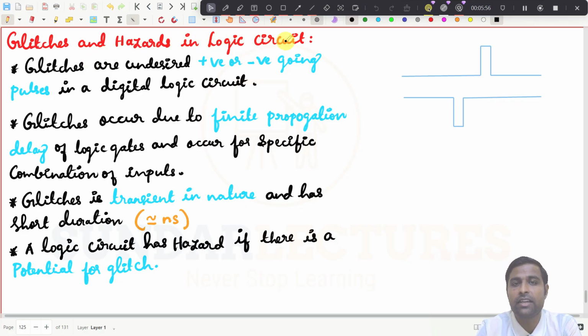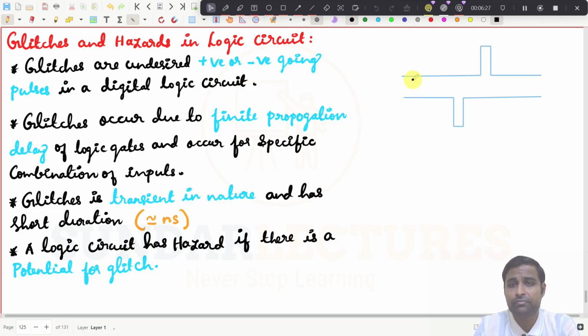Glitches and hazards in the logic circuits. Glitches are undesired positive or negative going pulses in a digital logic circuit, and glitches occur due to the finite propagation delay of logic gates and occur for a specific combination of inputs. A glitch is transient in nature and has a short duration, that means nearly nanoseconds, right? And a logic circuit has a hazard if there is a potential for a glitch.